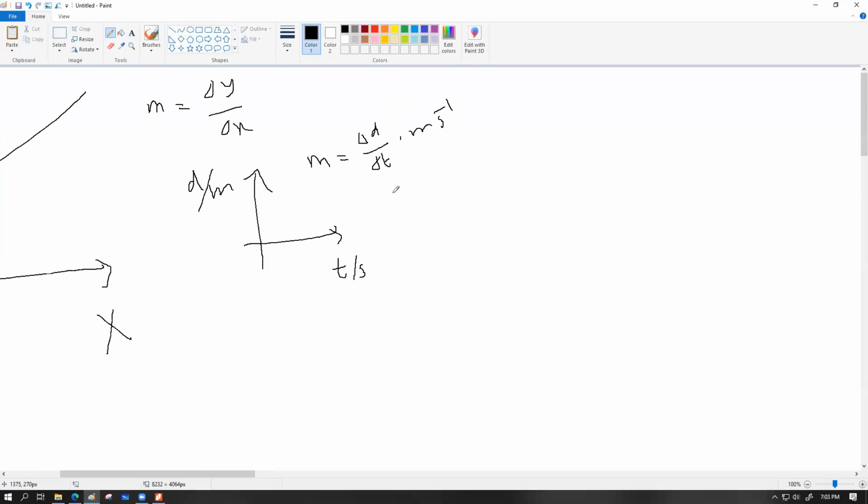So by definition, if we are given a distance versus time graph, the gradient of that graph should be speed, because distance is a scalar quantity. So distance versus time gives you speed, and if you have a graph that is displacement versus time, that should give you velocity. That's the difference. But the unit is meter per second, which works out.